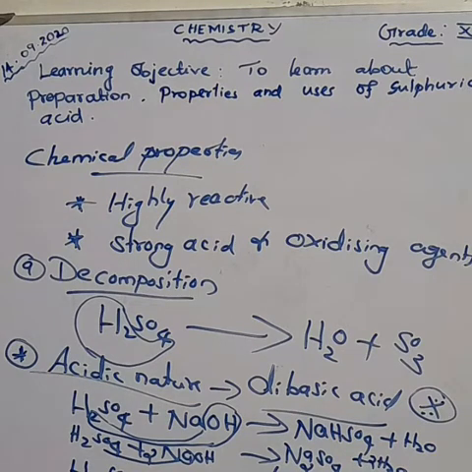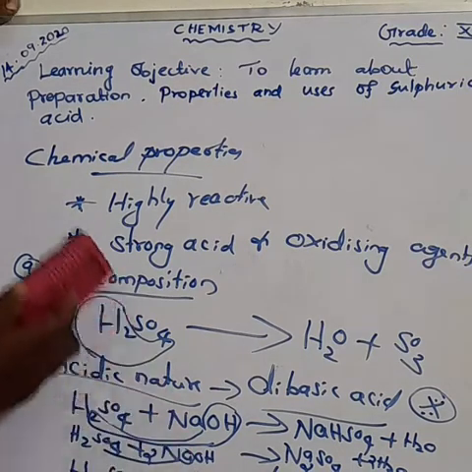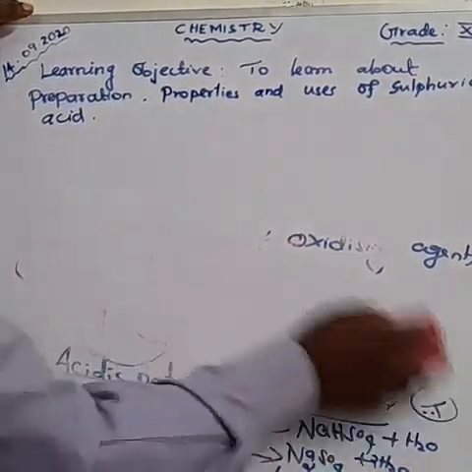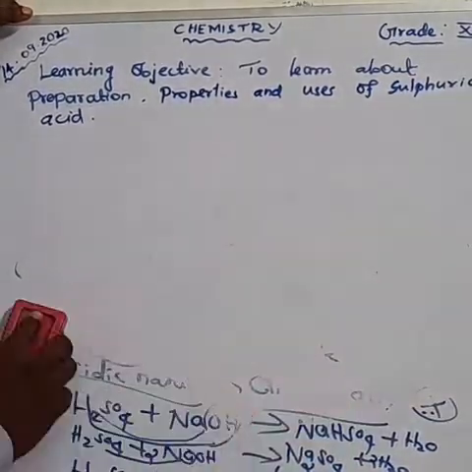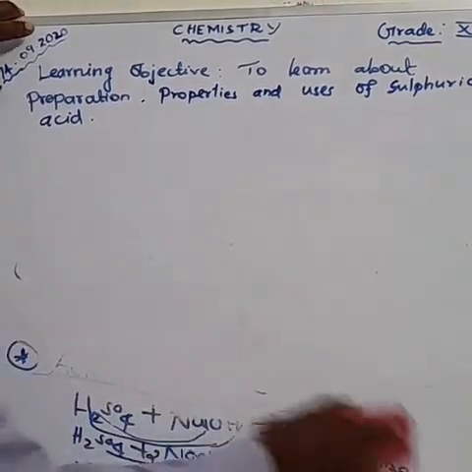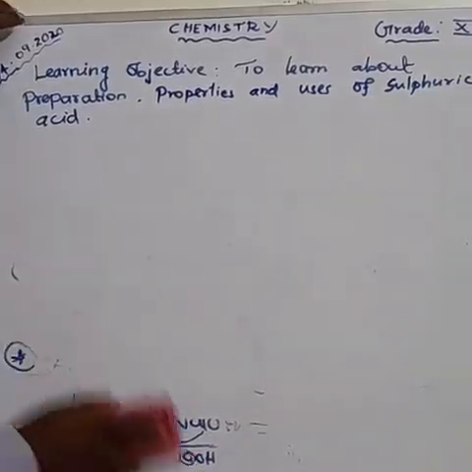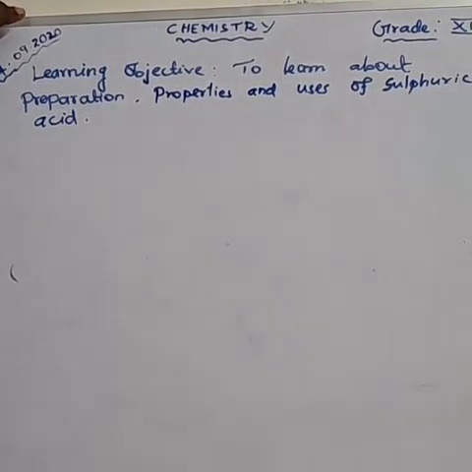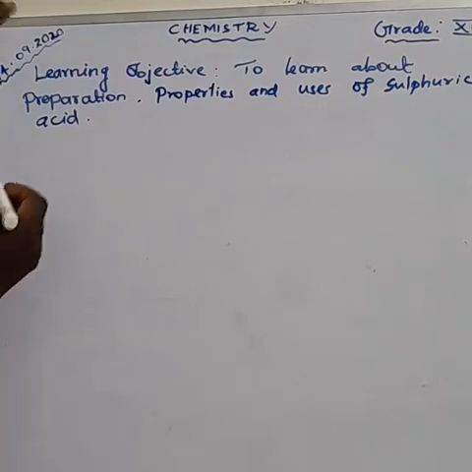About the oxidizing properties of sulfuric acid. Here, sulfuric acid is an oxidizing agent. It produces nascent oxygen, so it acts as an oxidizing agent. That means it produces a single atom of oxygen. So it is called an oxidizing property.